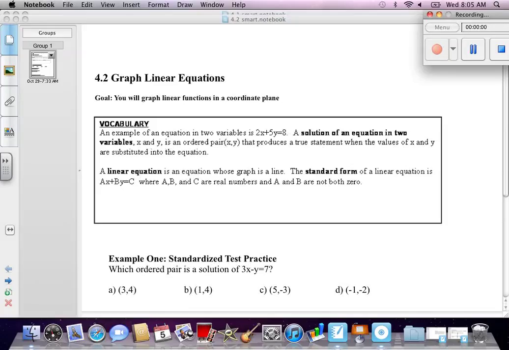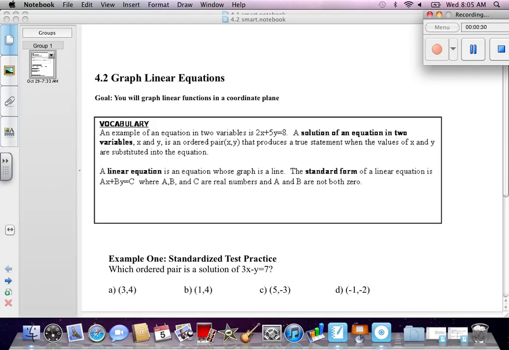All right, we're looking at 4.2. An example of an equation in two variables is 2x plus 5y equals 8. A solution of an equation in two variables, x and y, is an ordered pair, (x, y), that produces a true statement where the values of x and y are substituted into the equation. A linear equation is an equation whose graph is a line. The standard form of a linear equation is ax plus by equals c, where a, b, and c are real numbers and a and b are both not 0.